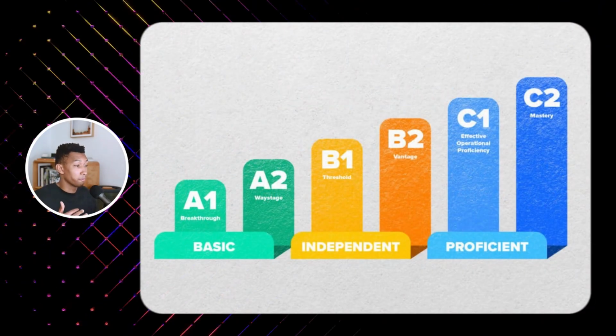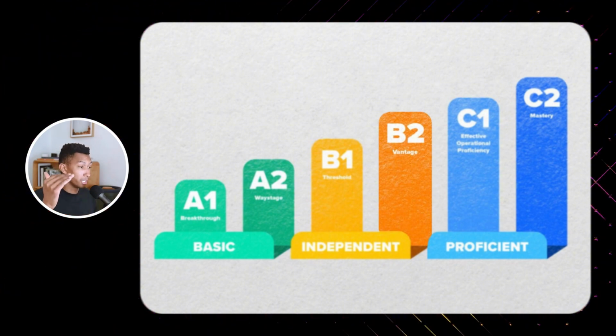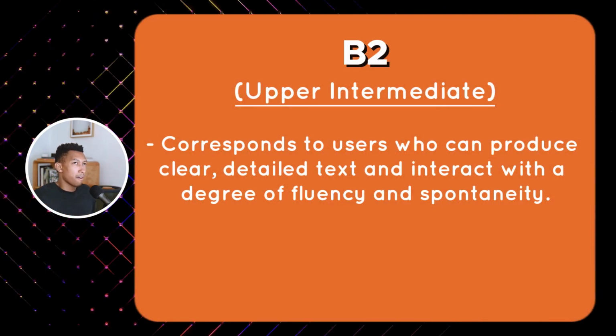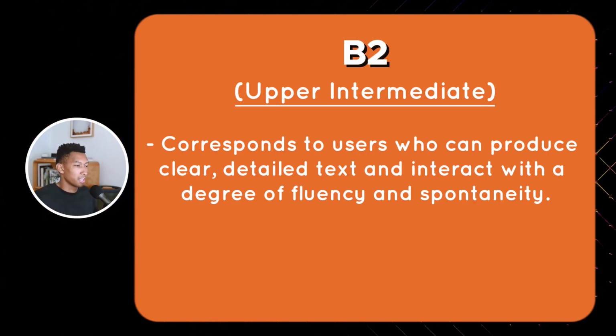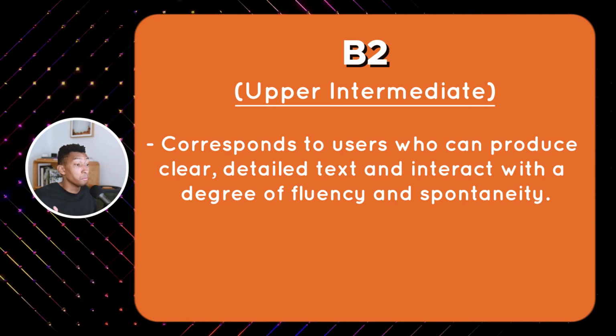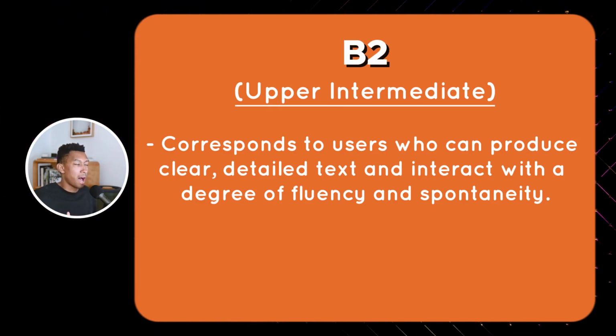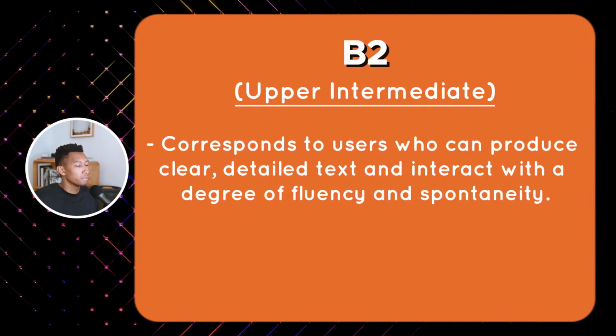Now, when you get up from B1 to the B2 level of English, which is the upper intermediate level, this means you can have conversations spontaneously about all the things that you are familiar with and even some other things that you aren't familiar with. At the B2 level, I would say this is when you could pretty much call yourself fluent in the English language.